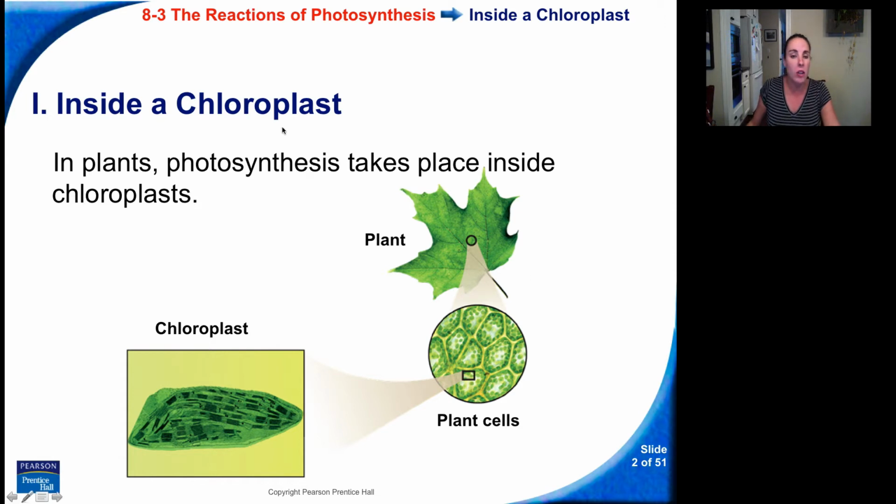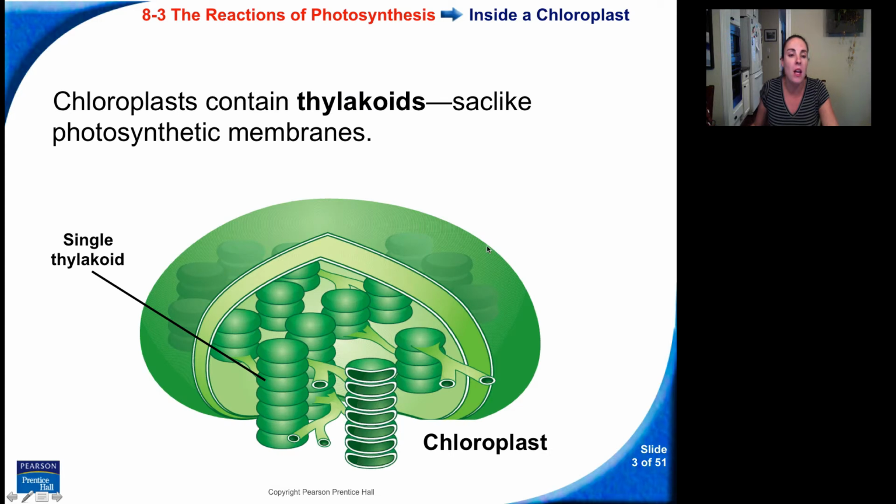So let's take a look at a chloroplast because this is the site of photosynthesis. So in plants, it takes place inside the chloroplast. If you blow up a leaf, you look inside the leaf plant cells, you'll find these green structures called chloroplasts. Chloroplasts contain thylakoids, which are sac-like photosynthetic membranes. So this is kind of where photosynthesis takes place, specifically the light reaction.